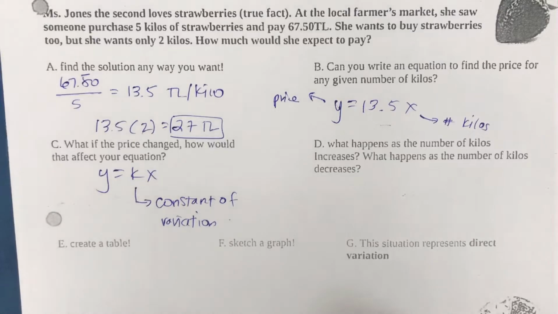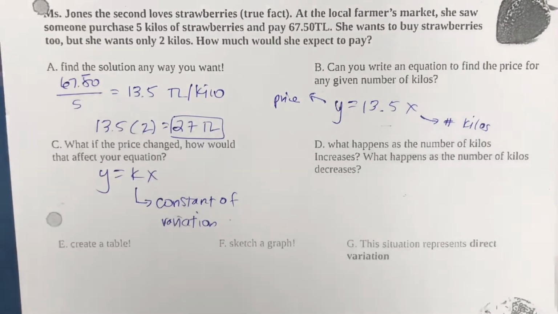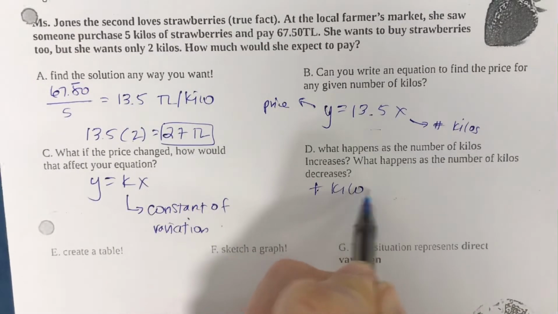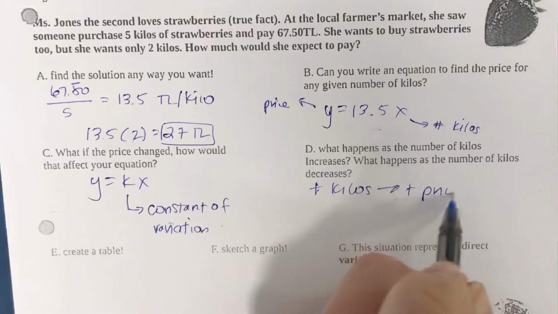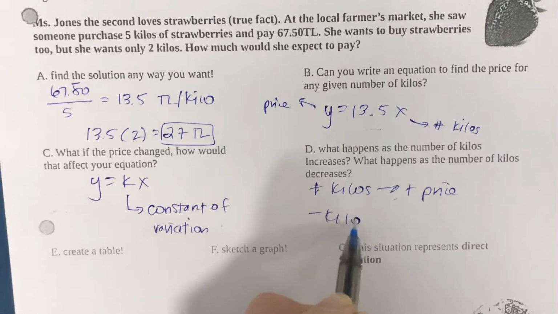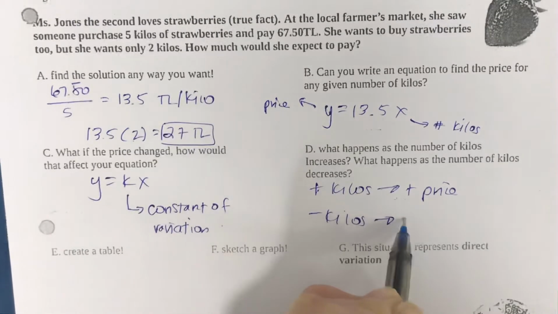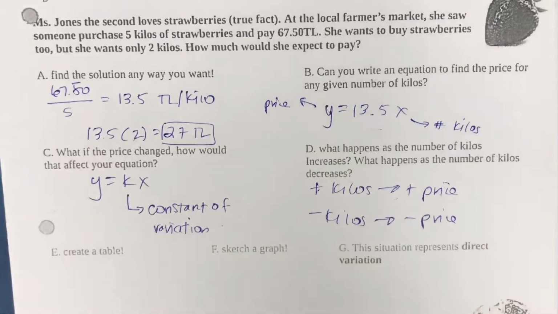So we want to know what's happening between the two things, the price and the number of kilos. As the number of kilos increases, so does the price. As the number of kilos decreases, like if I bought less strawberries, then the price also decreases.